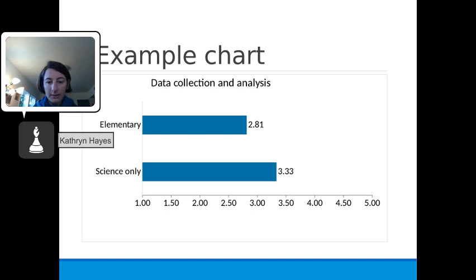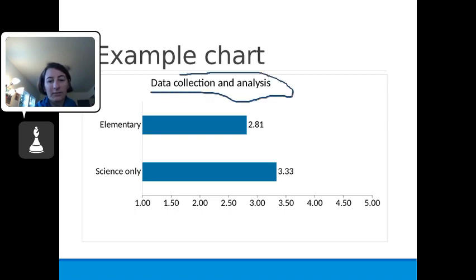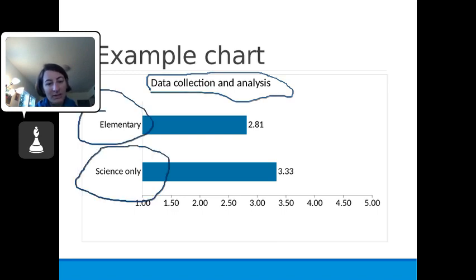This is an example chart that I made using Excel, and you can see exactly the data that I was showing you before, although this is actually a slightly different construct. So this is teachers reporting on their data collection and analysis. I have my elementary teachers, my science only teachers. So again, that 1 and 3. So I'm comparing two groups.